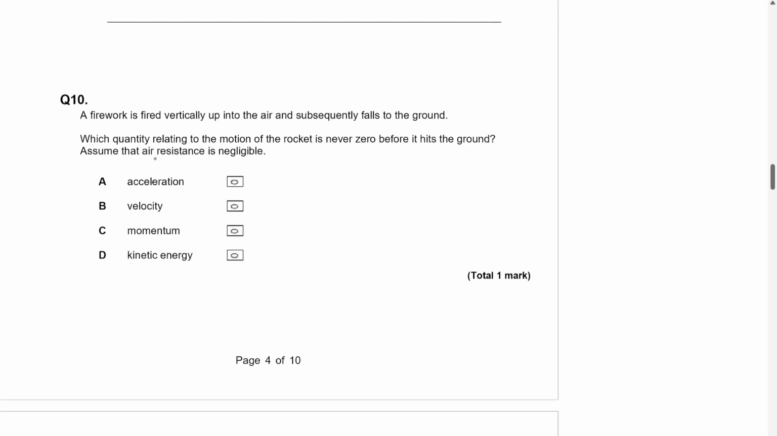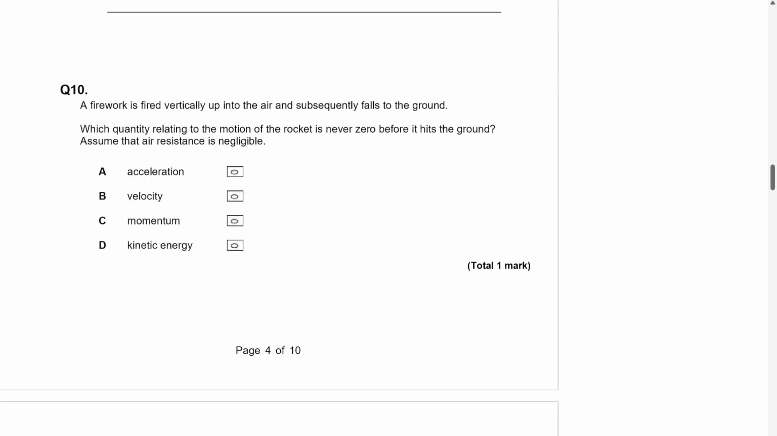A firework is fired vertically up into the air and subsequently falls to the ground. So it's fired up, goes up, up, up, and falls to the ground. Which quantity relating to the motion of the rocket is never zero before it hits the ground? Is velocity never zero? What about when it's at the highest point? When the firework is at the highest point, is the velocity zero? Yes, of course, the velocity is zero at the highest point. So the velocity can be zero.